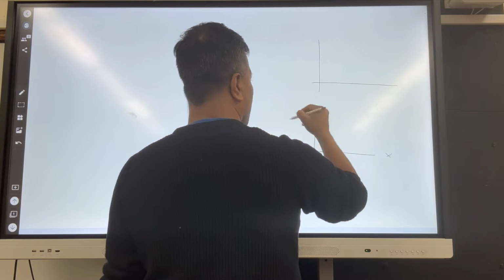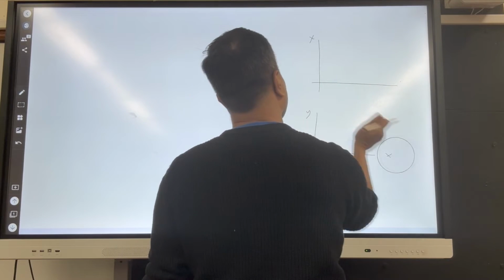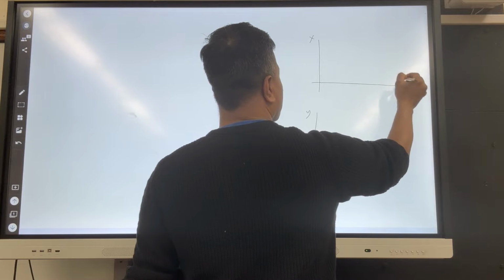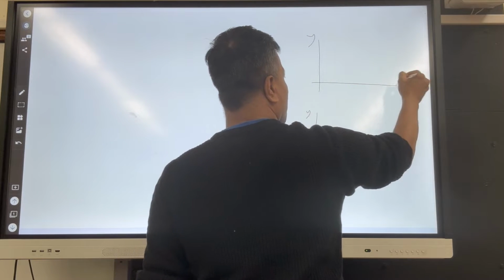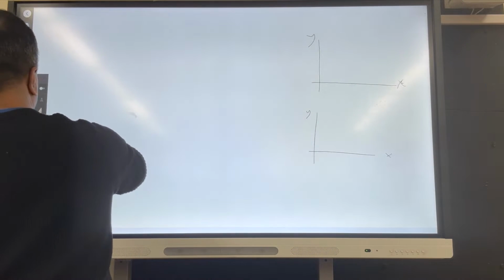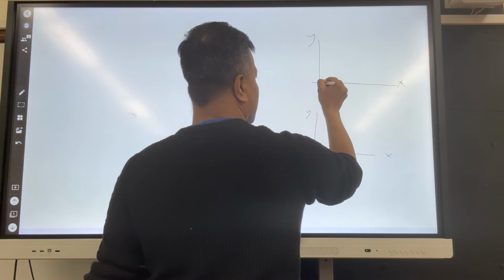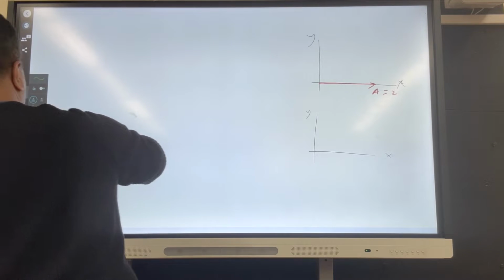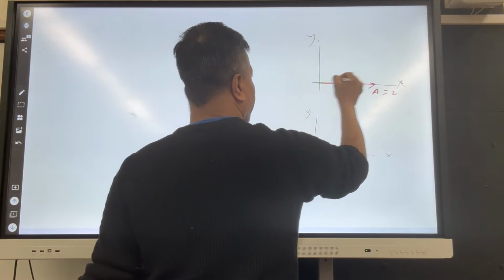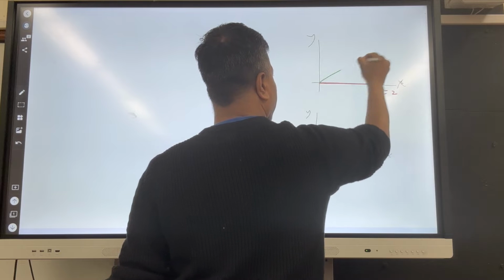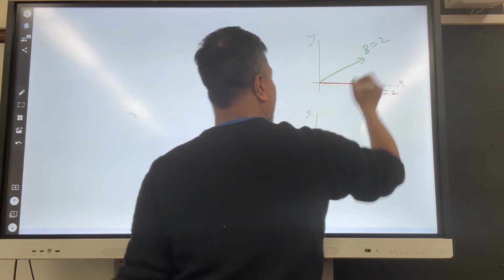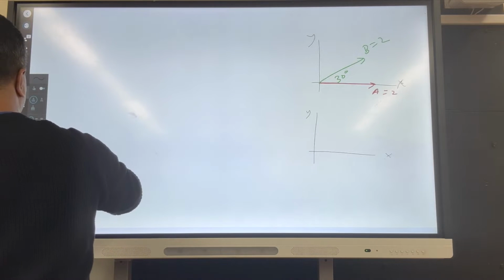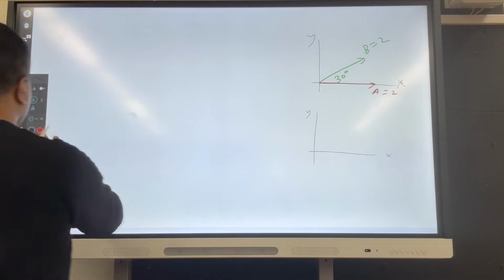This is x, this is y, right? Yeah, sure, we can do the parallelogram. So you have a vector A. Vector A is 2, and vector B is also 2. And the angle between these is 30. Now, you can do it many different ways. Let's first do it this way.